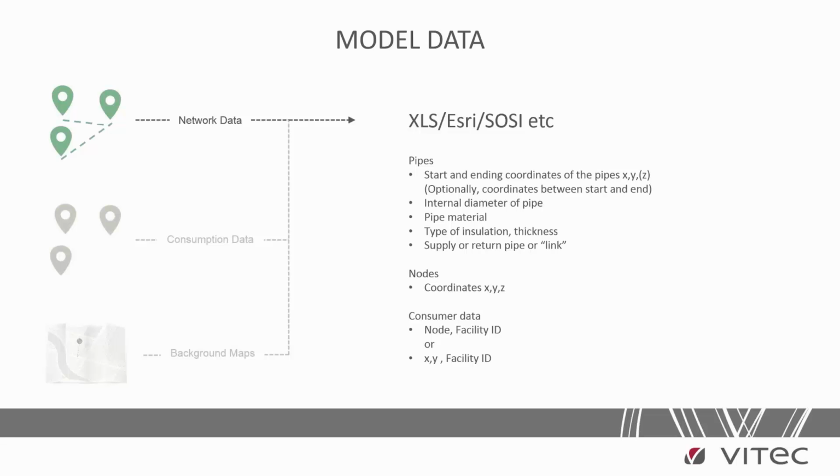So if there are any bends, we would like to know about that as well in order to make the best model. We need a diameter of the pipe, the internal diameter. We need to know what material the pipe is, what type of insulation, thickness, and we need also to know if it's a supply or a return pipe that we are talking about. For the nodes, meaning the end points of the pipe, we need the coordinates. We need the Z coordinate if you have that as well. And consumer data, we need to know what node it is, and we need to have a facility ID.